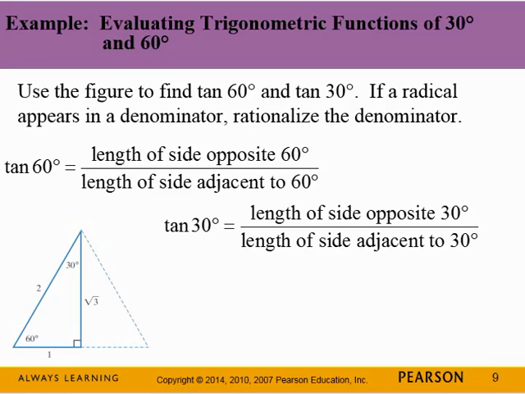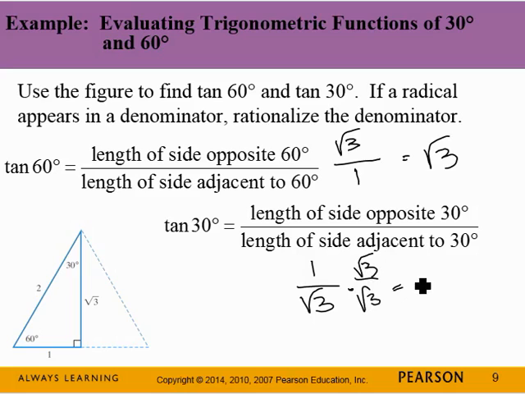Use the figure to find tangent of 60 and tangent of 30. So in this case, you want to think tangent of 60. So here's my 60. You want the side opposite 60, which is square root of 3, and then the side adjacent, which is 1. So it's just square root of 3. Tangent of 30, you want the side opposite, so 1, and then the adjacent, which is square root 3. You can't have a square root in the denominator, so you have square root of 3 over 3 as your answer.